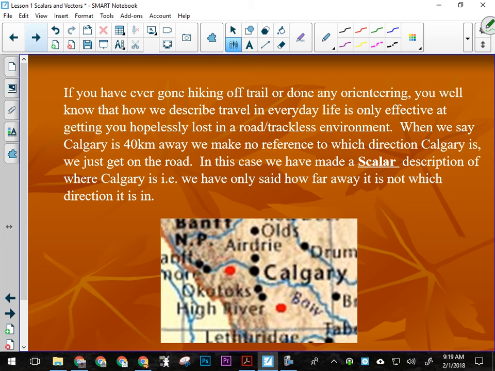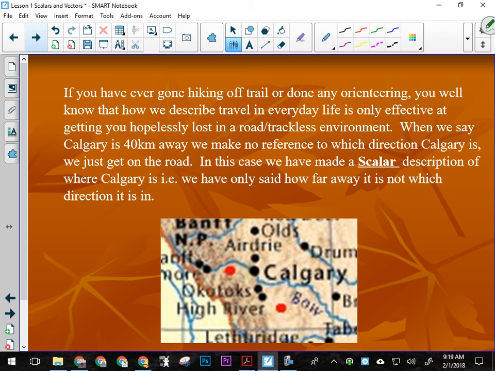So obviously telling somebody how long it takes to get somewhere is not very useful, unless there's an absolutely defined route with a defined speed that's always going to be the same. But we want to do a better job of that. If we say to somebody, Calgary's 40 kilometers from here, we're giving them a scalar description of the distance to Calgary. We have to assume they can get on the road and follow the signs and get to Calgary. Pretty safe assumption, right?